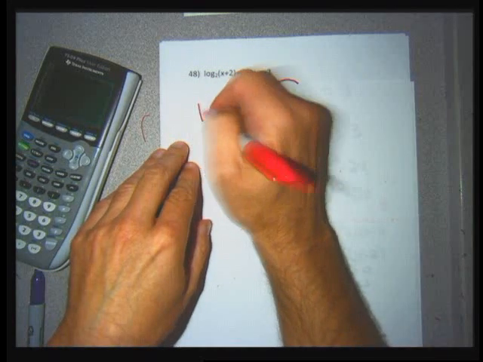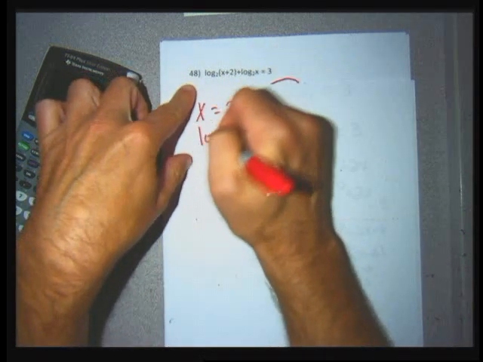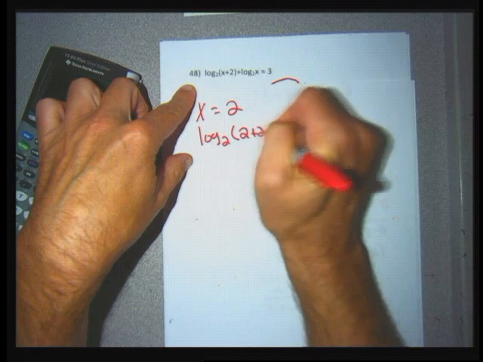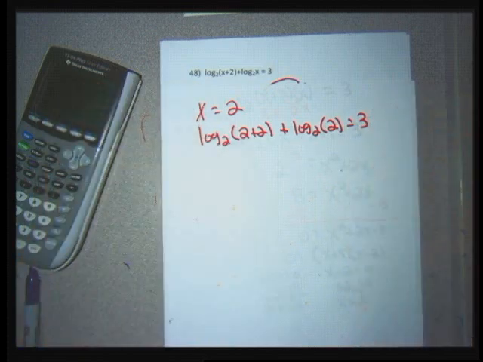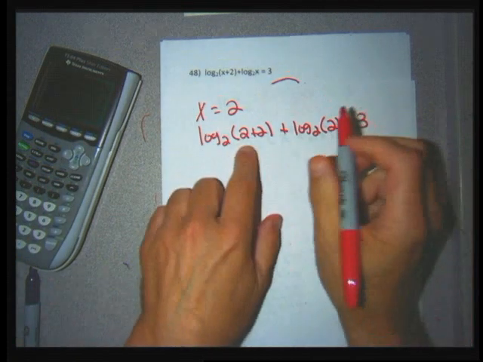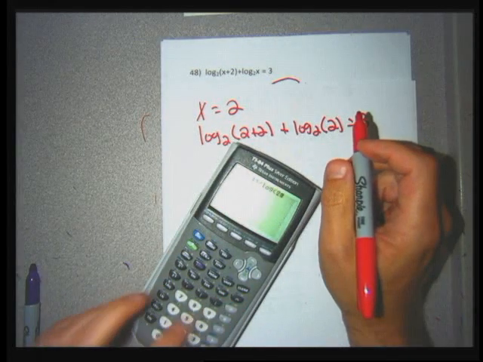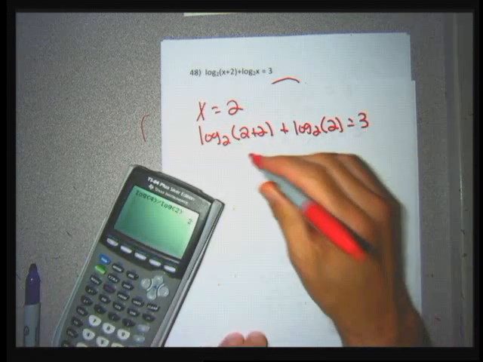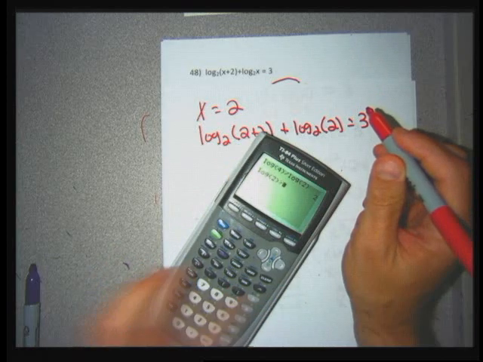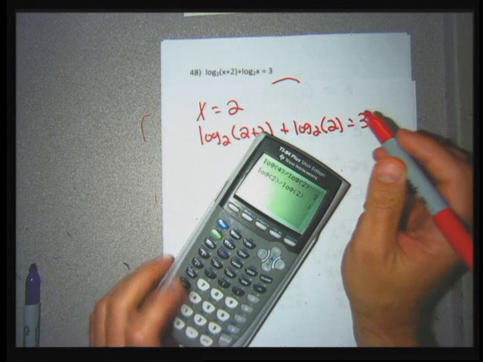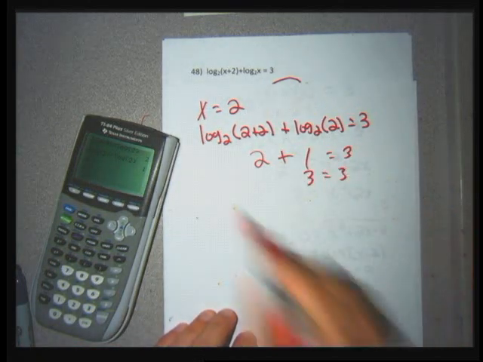One of the answers that I came up with is x equal to 2. I'm going to check that by going the log base 2 of 2 plus 2 plus the logarithm base 2 of 2 and see if that equals 3. For this one, I'm going to go log of 4 divided by log of 2, and that gives me a 2. So this piece comes out to be 2. And for this one, I'm going to go log of 2 divided by log of 2, and it gives me a 1. Since 2 plus 1 equals 3, 2 is a solution.